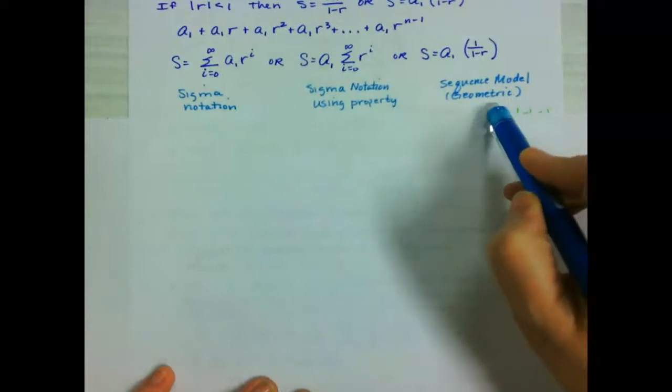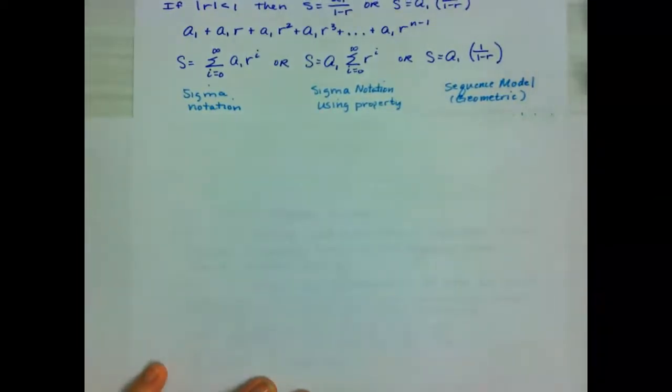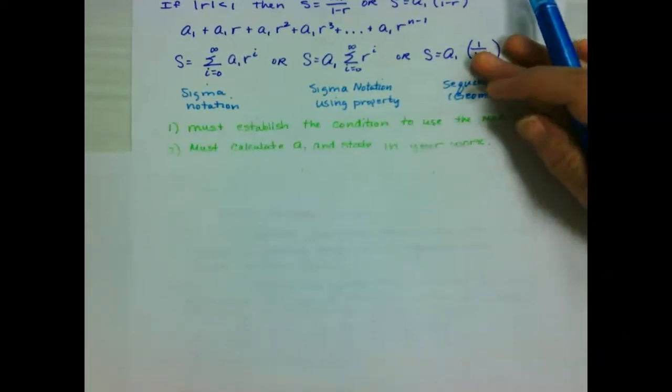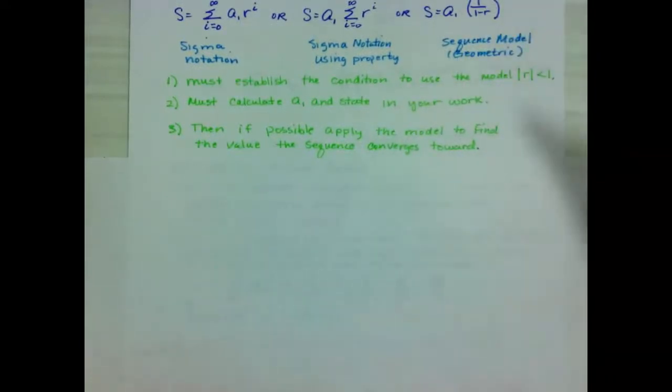Work with the models. That's the whole point of what we're learning here and becoming proficient at, is knowing how to use which model, when to use each model, and what you need to be able to use the different models. All right, so we have a 3-step process for infinite sums of a geometric sequence.